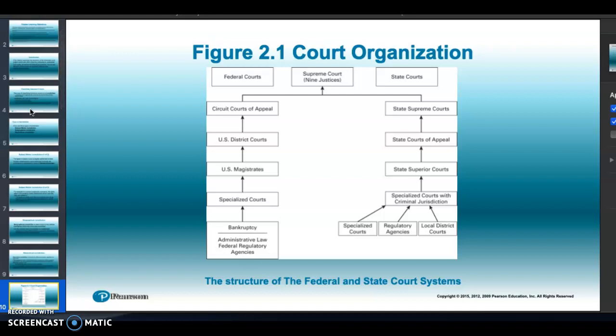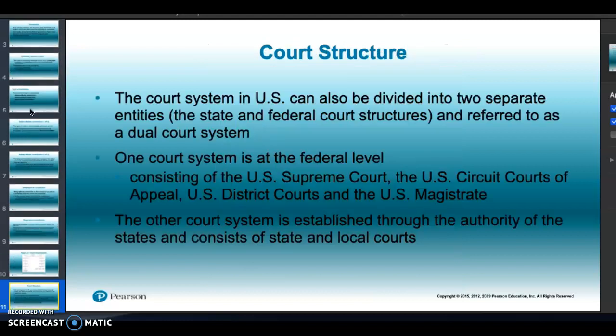Here's the court organization. You can look at this, and it's in your book on page 27 as well. You're looking at how the state courts and the federal courts fan out. Now, the court structure. The U.S. courts can also be divided into two separate entities. We're looking at state courts on one side and federal courts on the other, and it's referred to as a dual court system.